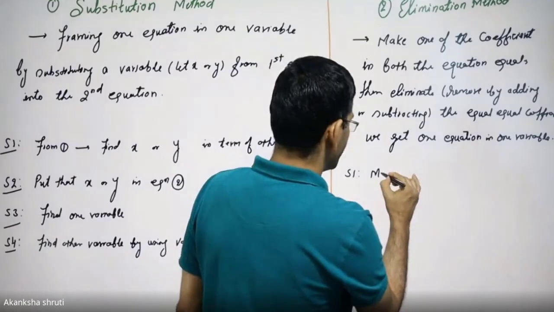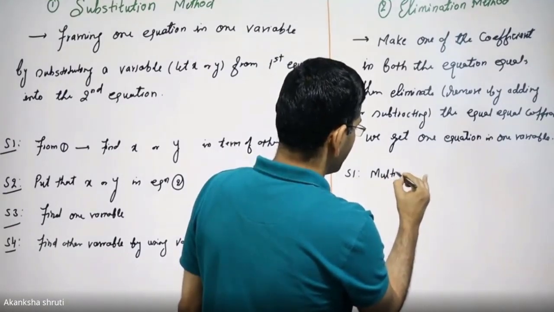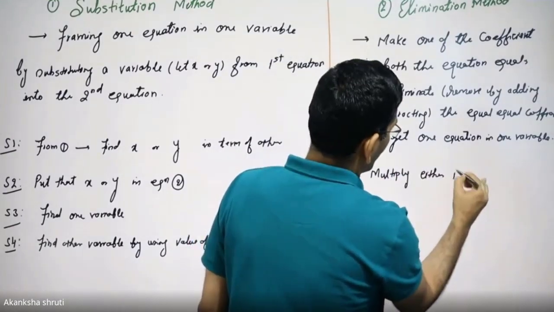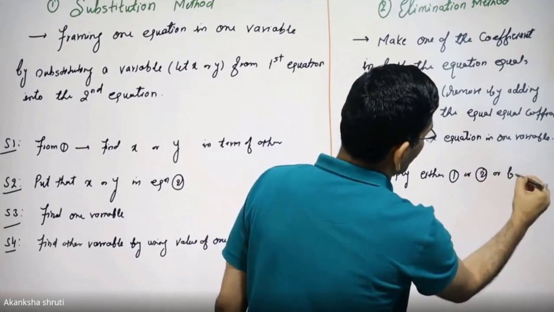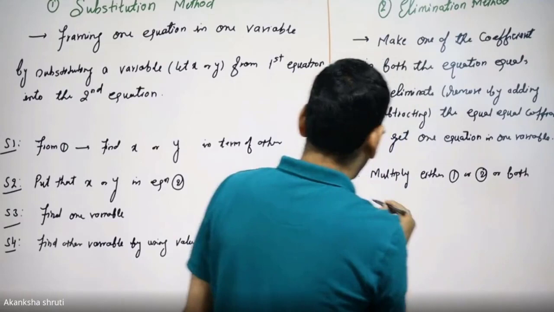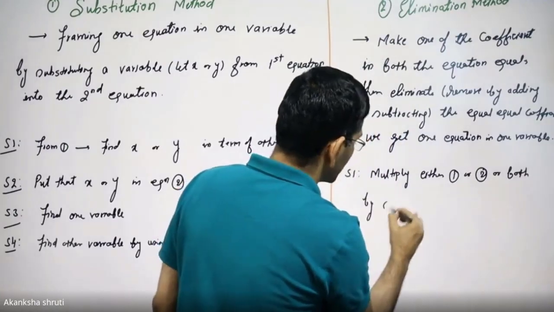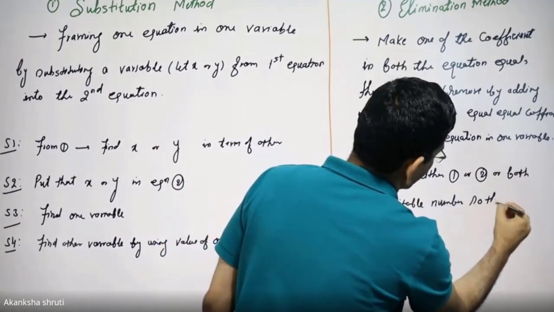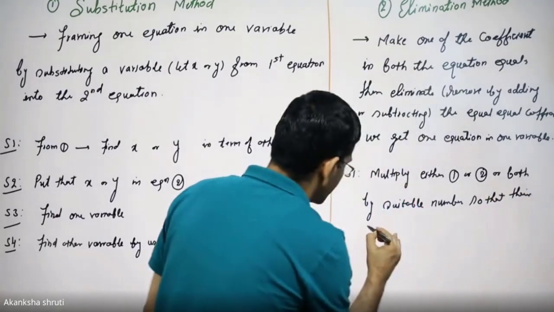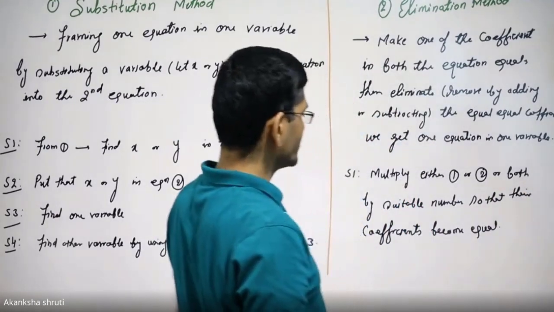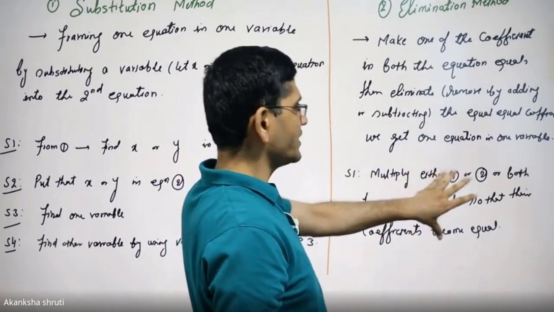So right, multiply either 1 or 2 or even both by suitable number so that their coefficients become equal. Student, यही इसका मेन स्टेप है.